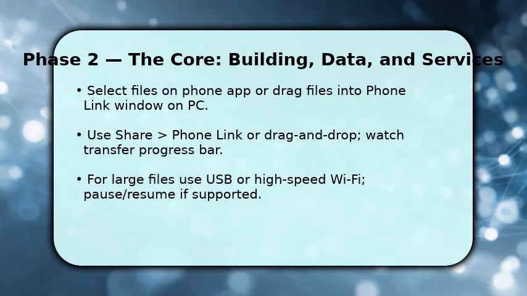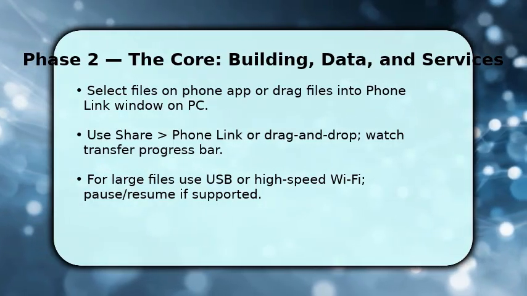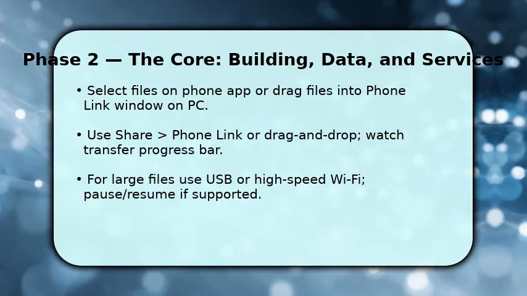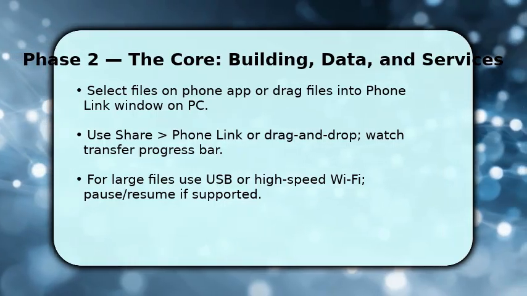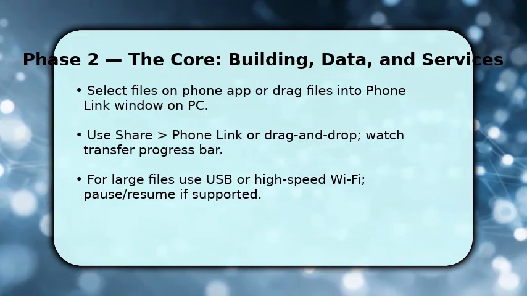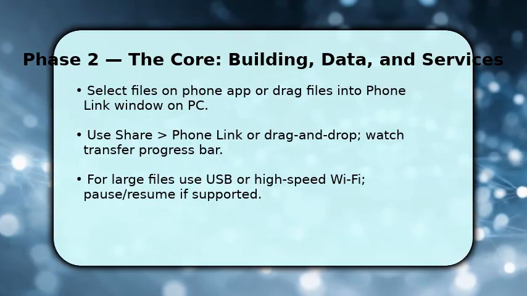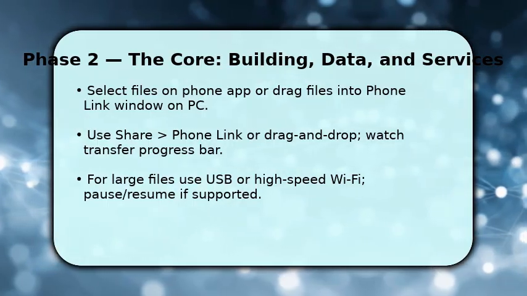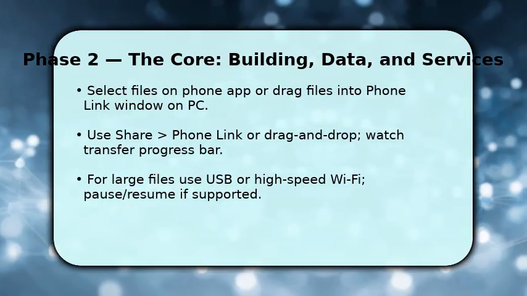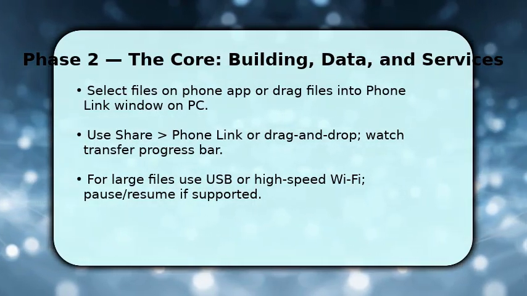You now pick the files to transfer. On your phone, select Share, then choose Phone Link, or on the PC, drag files into the Phone Link window. Both methods start an upload to the paired machine. While transferring, watch the progress bar and check file sizes. For large videos, use USB or a 5 GHz Wi-Fi network to avoid timeouts. Make sure transfer is complete before closing apps, and if a transfer stalls, try pausing then resuming, or resend the specific file rather than restarting everything.